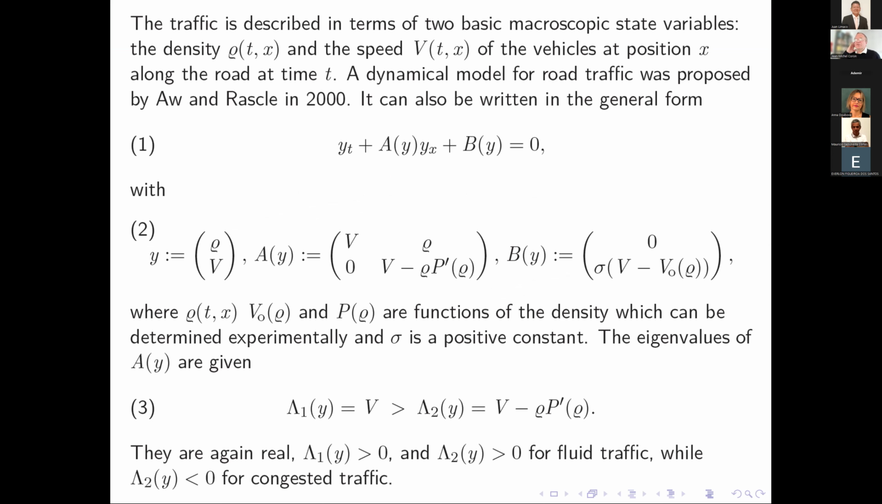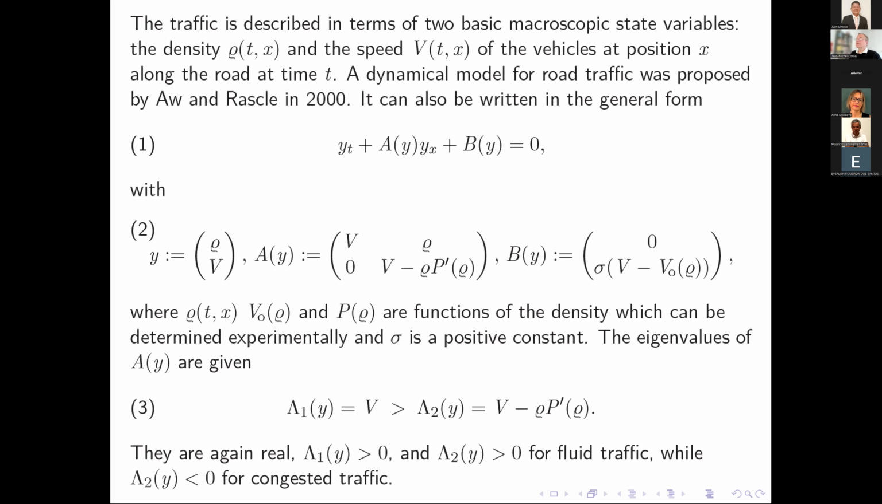And if you compute the eigenvalues of A(y), you find the two eigenvalues. And now the sign is not always the same. It depends on the type of traffic that you have. If the traffic is fluid, then lambda 1 and lambda 2 are positive. And if the traffic is congested, lambda 1 is positive, but lambda 2 is negative.